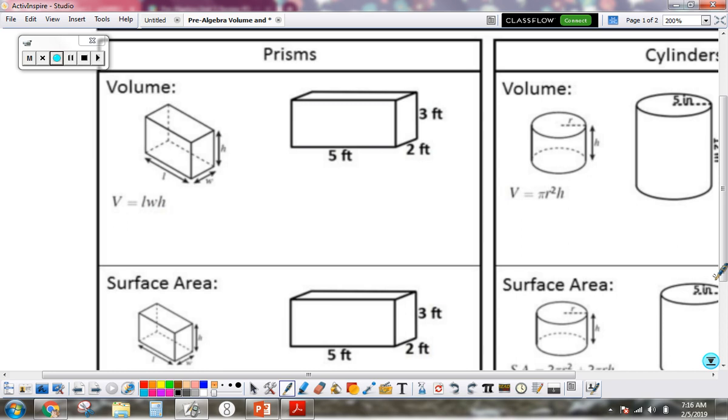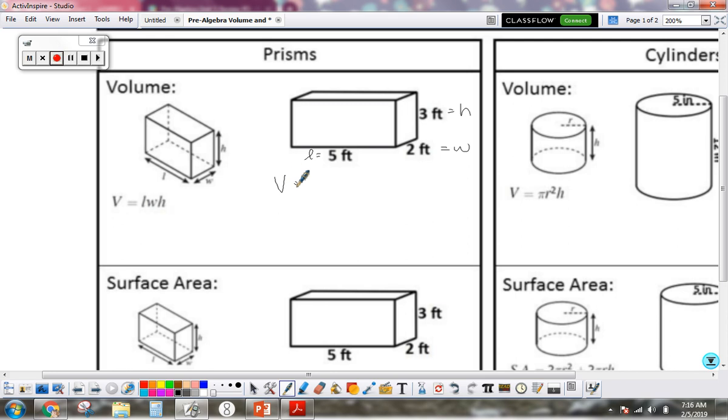Okay, so prisms. Those are your boxes, your cubes. The volume of a prism is super easy, something you should be familiar with. It is your length times your width times your height. In this case, our prism has a length of 5, a width of 2, and a height of 3. If you mix the numbers around and say the length is 2 and the width is 5, it's not going to make a difference. Just make sure that whatever you pick as the length stays the length. So I'm using 5 as my length, my width will be 2, and my height is going to be 3.